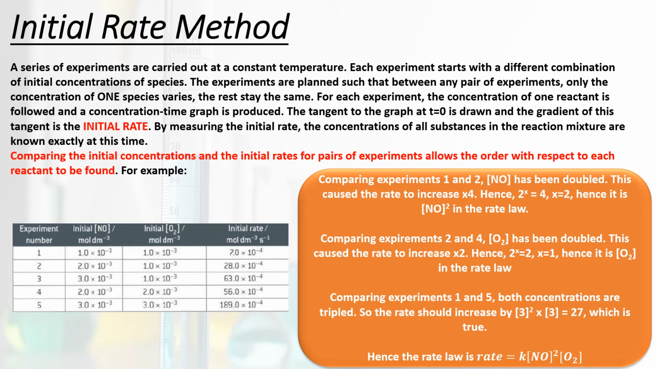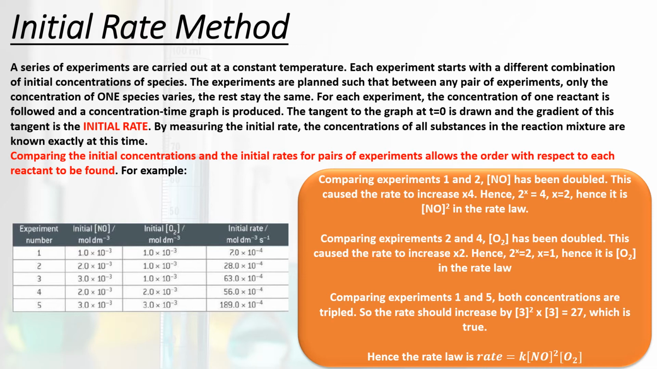If we then look, for example, at comparing experiments 1 and 5, the reason I bring this up is because both concentrations have changed here. Typically, the way we do this is between any consecutive pair of experiments, we keep a concentration constant, but between various other experiment numbers, typically both concentrations will change. So between 1 and 5, you can see that both the concentration of NO and O2 has tripled. A good way to do this is just to double check that you've got the right orders.